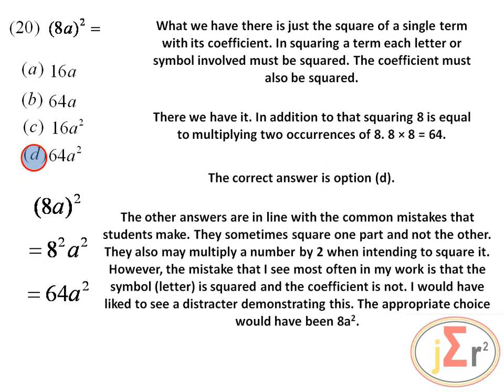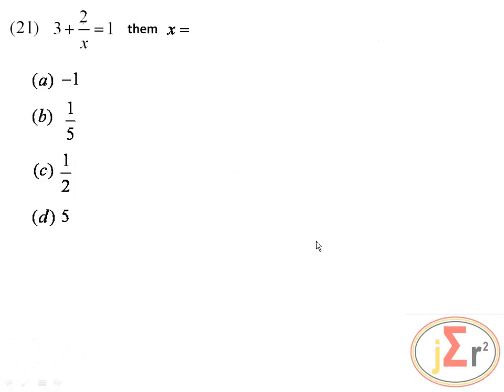So what I'm saying is that the most common mistake is that they square the symbol or the letter and do not square the number, and the result would have been that they would end up with an answer 8a squared, and I've not seen that distractor. But we do not have to include every single possible distractor. We will solve this linear equation.